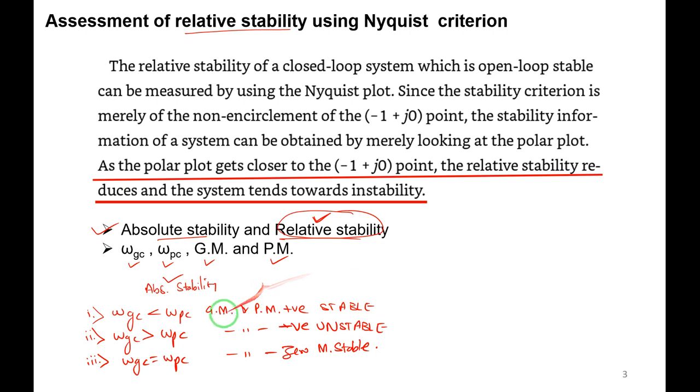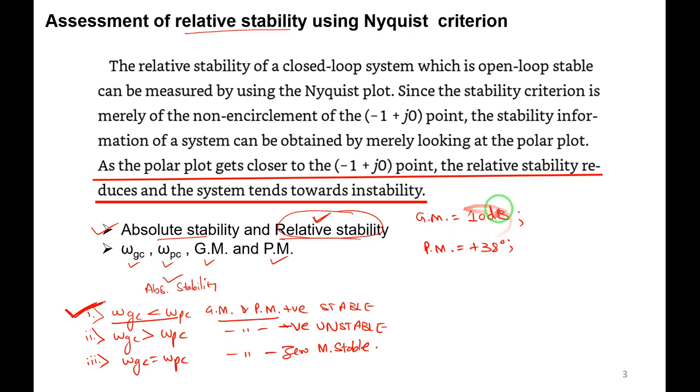What is the meaning of gain margin and phase margin? Let me take the first stability condition. The system is already stable. We will concentrate only on the first condition because we are studying relative stability, which means the system is already stable. So GM and PM are positive. Let me take gain margin as 10 decibels, for example, and phase margin as plus 38 degrees.